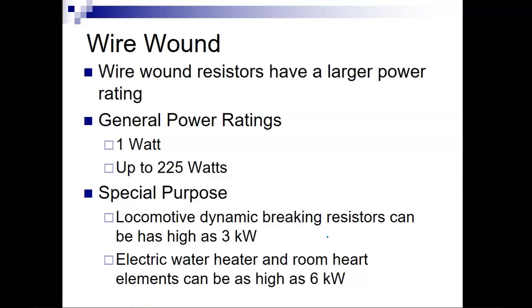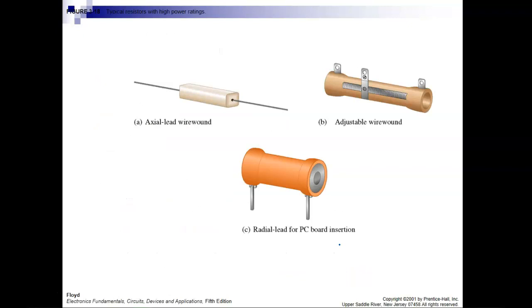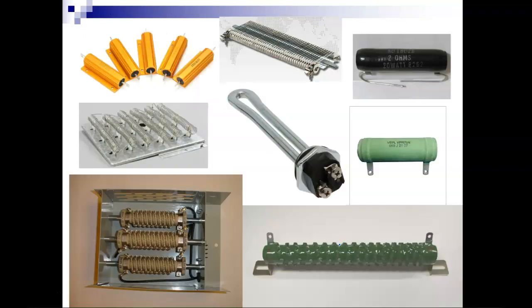Electric water heaters and room heater elements can be as high as 6 kilowatts. Why? Because you don't want those filaments giving out, and because they're throwing a lot of heat out. Okay. These are some of the ones that you can find out there. They can be really, really small, or they can be really, really big.